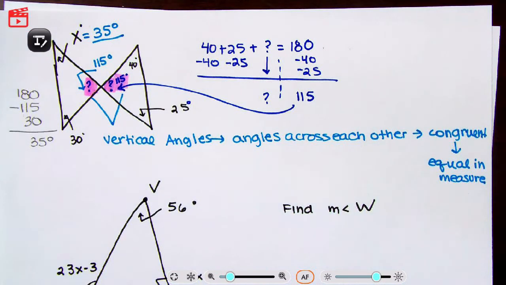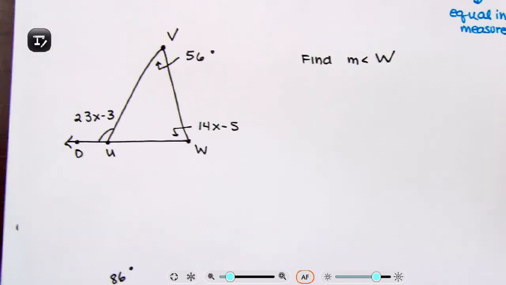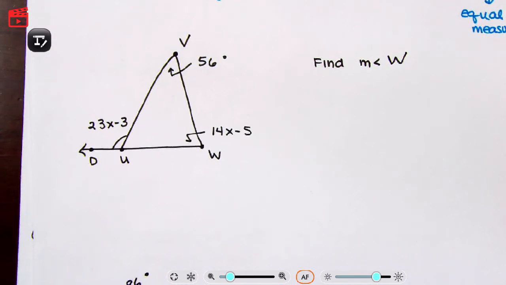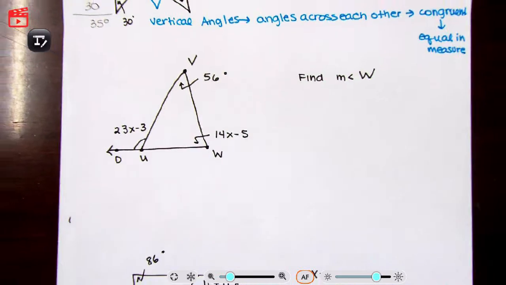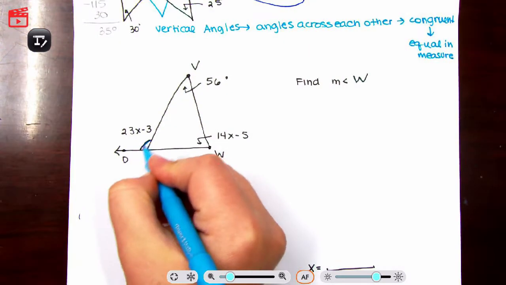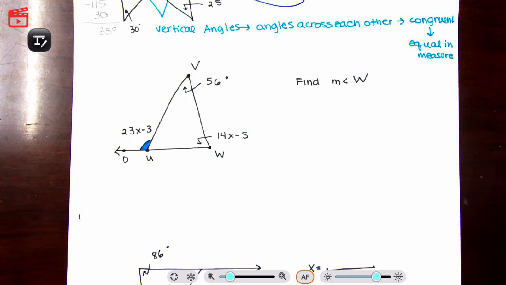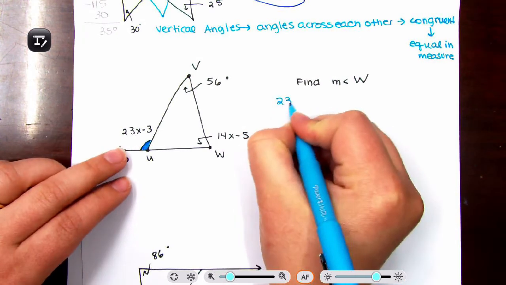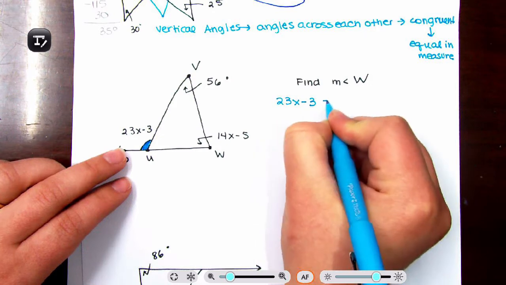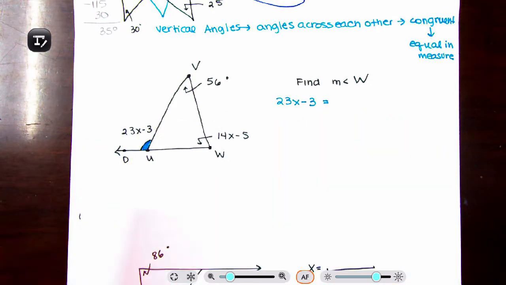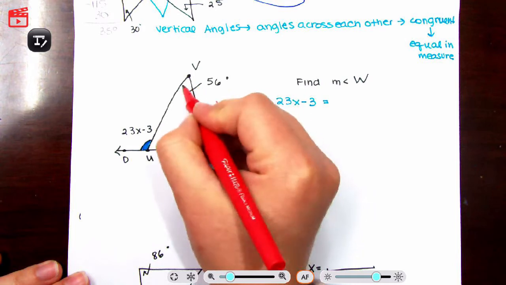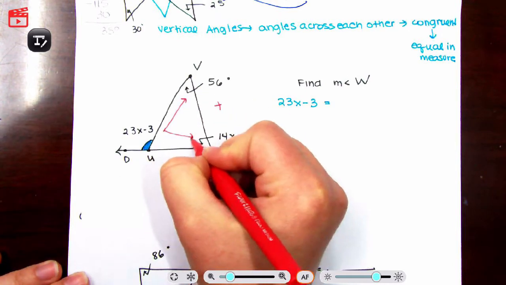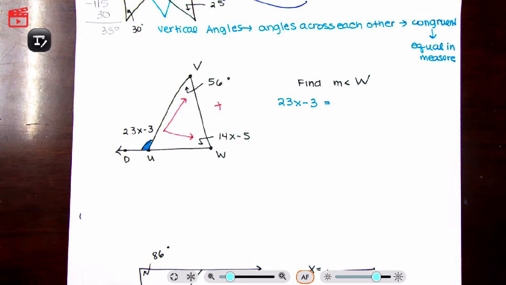Now that is for interior angle sum, meaning the angles are all inside of the triangle. Now we do have an exterior angle theorem. Now the exterior angle theorem says that if we have an angle on the outside, so let's say this blue angle here, that angle, in this case 23x minus 3, is equal to the sum of the 2 opposite angles. They're called, I believe, the remote angles, but I could be wrong. I think that's what it's called.